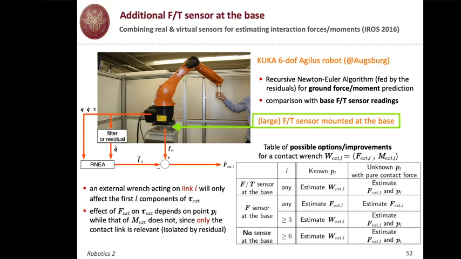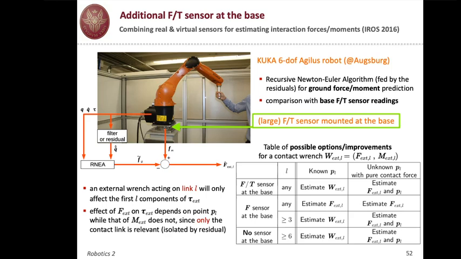The L may be any, or is the contact link, or larger than 3 or larger or equal than 6. For instance, if you don't have any sensor at the base, which is the previous consideration, then if you know the point of application and the contact link is at number 6 in the chain, or larger if the robot has more links, then you can estimate the full wrench if you know the application point. So if you use, for instance, an external sensing.